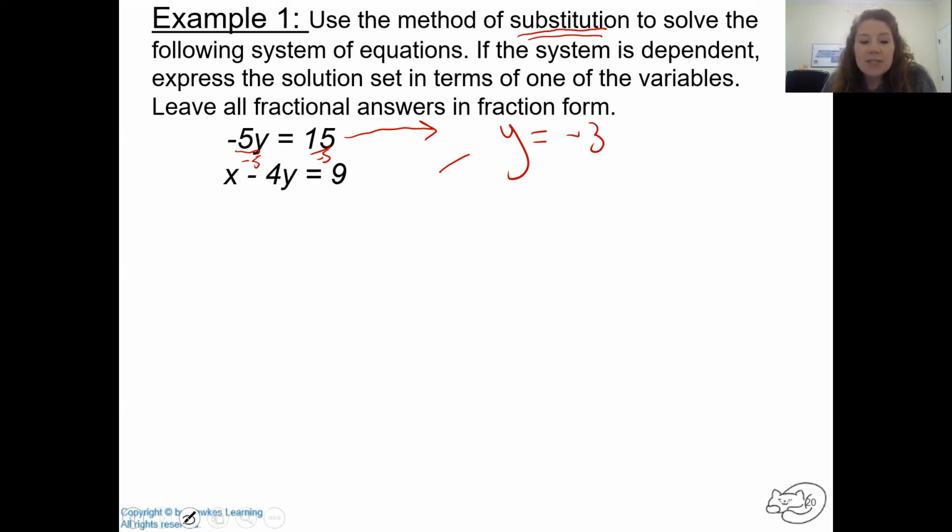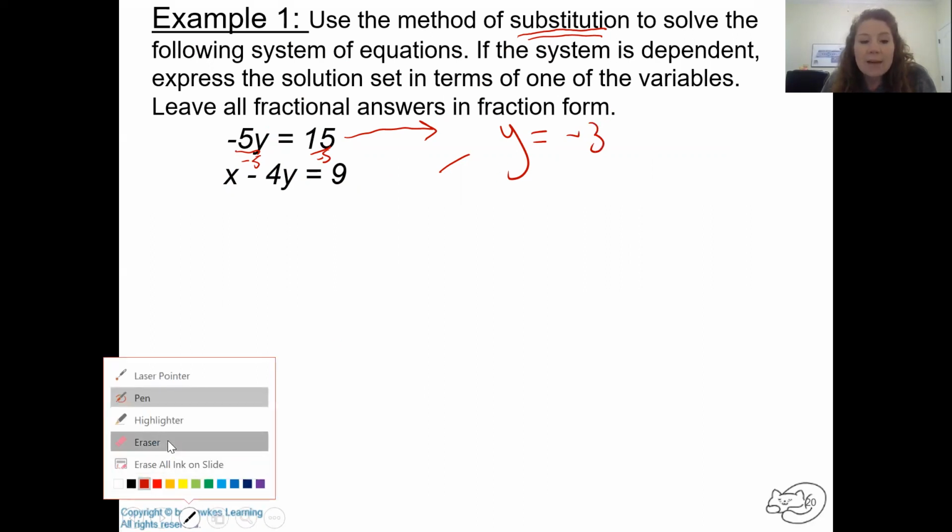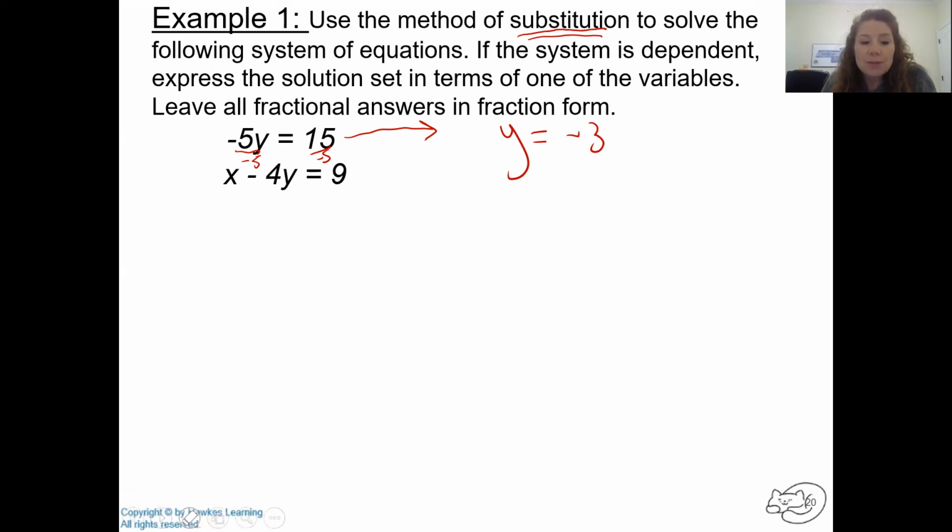Now, since I've solved the top one for Y, I'm going to substitute the value of Y into my other equation. So this is telling me that Y equals -3. So instead of using a Y right there, that's where I'm going to plug in. I'm going to substitute -3 for Y. So in my second equation, I'm going to bring down my X, my -4, and now here's where I'm substituting -3 for Y and bringing down everything else.